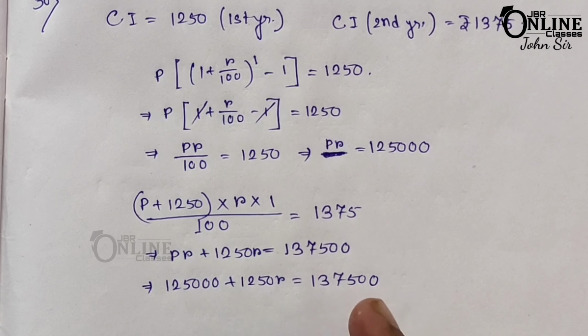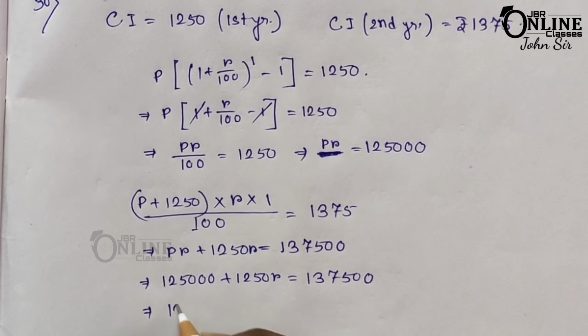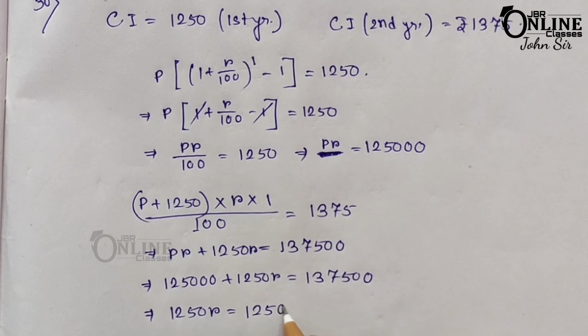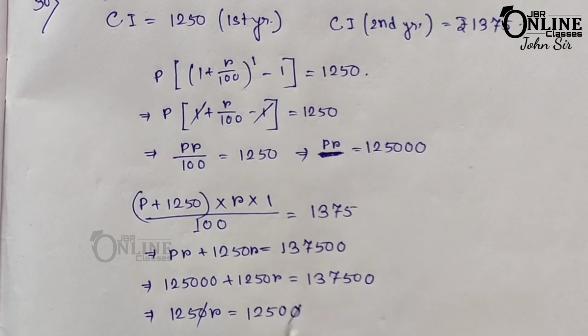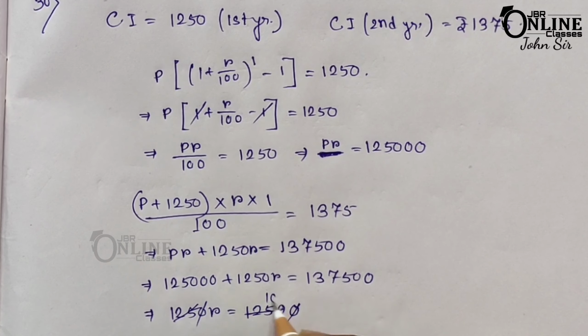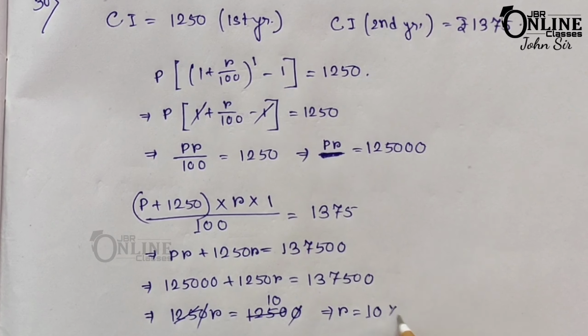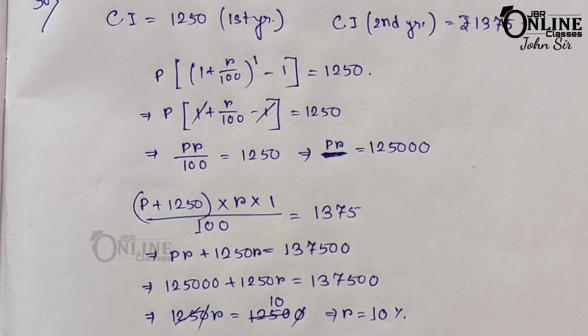So 137500 minus 125000, that equals 1250R, 12500. So here the zeros cancel out, and it will be 10. So from that R equals 10%. Okay, so that is the rate of interest.